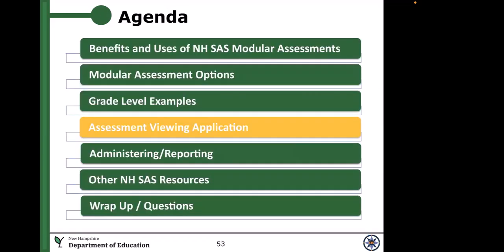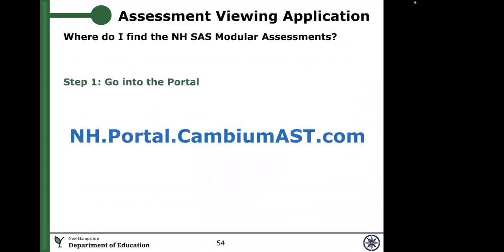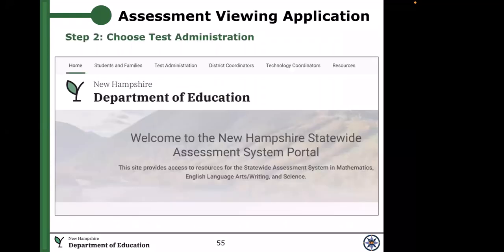Thanks. Okay, let's talk about the assessment viewing application. To get to it, here is the link to the New Hampshire SAS portal. The fastest way to get there is to type in NHSAS, and it's one of the first things that comes up, and then you can get right into that portal. This is what it looks like.